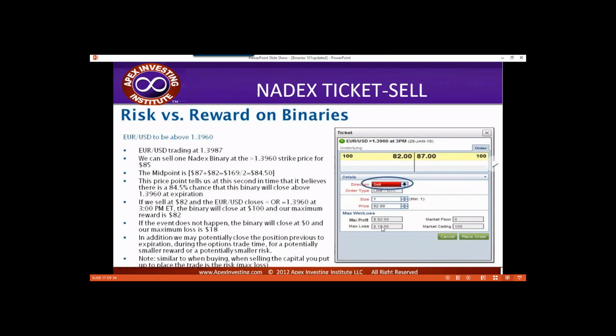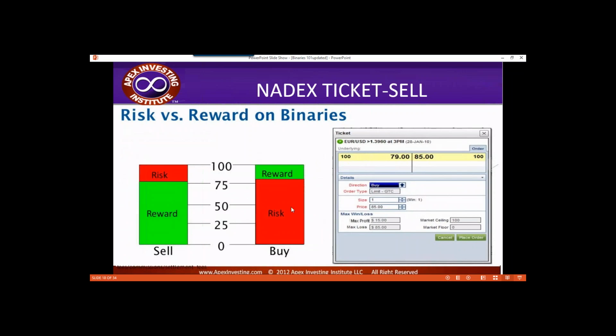For example, this particular one I can buy for 87 or sell for 82. And again, we talked about the midpoint. 87 plus 82 is 169, divided by 2, about $84.50. So that would be the probability of it expiring in the money, which means on the sell side, it's only about an 18% probability. So again, on the buy side, whatever amount you buy for is your risk. On the sell side, whatever you sell for is your potential reward.